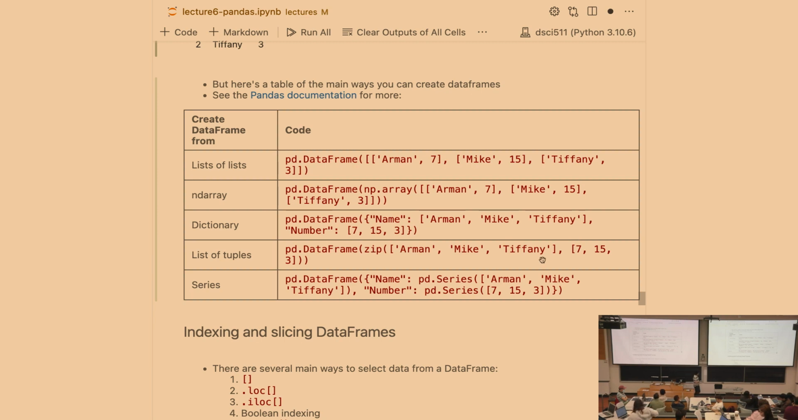So before going into indexing and slicing, any questions about how we construct data frames or what data frames are in general? Yes? When you create a data frame from, say, two series, is it required that both of them have the same indices? Great question. So when we create a data frame from two series, if they don't have the same labels, what happens? Is that possible? Yes, that's possible.